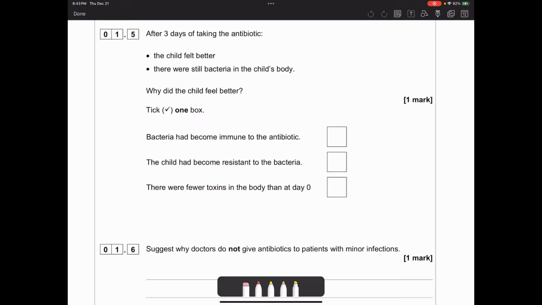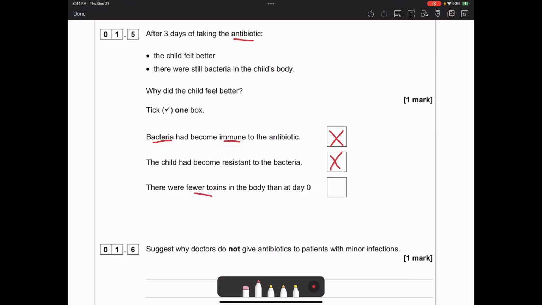Question 1.5 then. After 3 days of taking the antibiotic, the child felt better. There was still bacteria in the child's body. Why did the child feel better? Was it because the bacteria had become immune to the antibiotic? Well, if the bacteria had become immune to the antibiotic trying to kill them, then the child would actually feel worse. So it's not going to be that. The child had become resistant to the bacteria. Well, it would take our immune system to then become resistant to bacteria, and just because you're taking antibiotics, that won't make your body automatically immune to bacteria. It doesn't work that way.